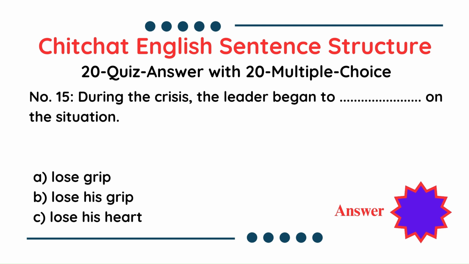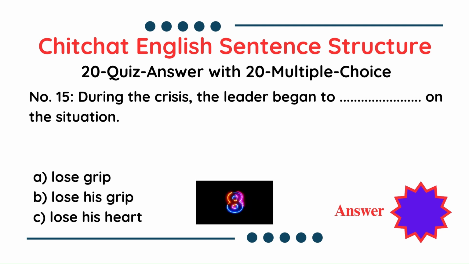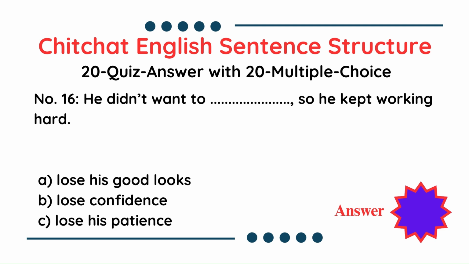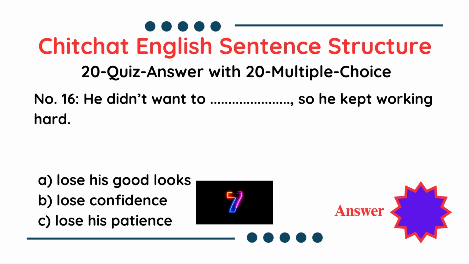Number 15. During the crisis, the leader began to on the situation. A. Lose grip. B. Lose his grip. C. Lose his heart. Letter B. Number 16. He didn't want it, so he kept working hard. A. Lose his good looks. B. Lose confidence. C. Lose his patience. Letter B.